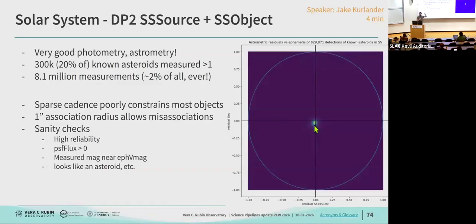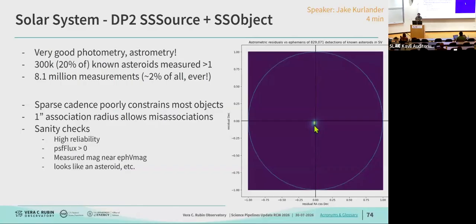So again, look at your data, and try to think about what the asteroid could have been doing over the period of time it was measured. We've got a really great cadence for the survey, but the DP2 cadence is non-uniform and doesn't necessarily constrain individual objects perfectly.